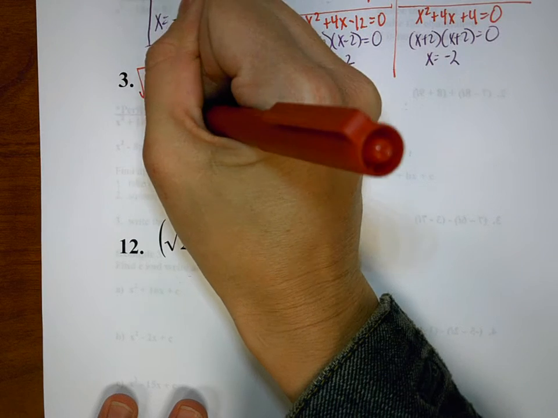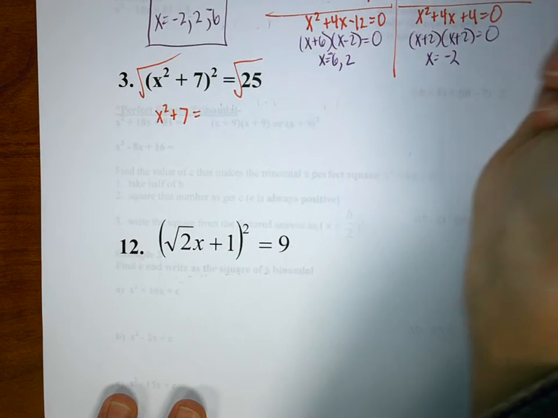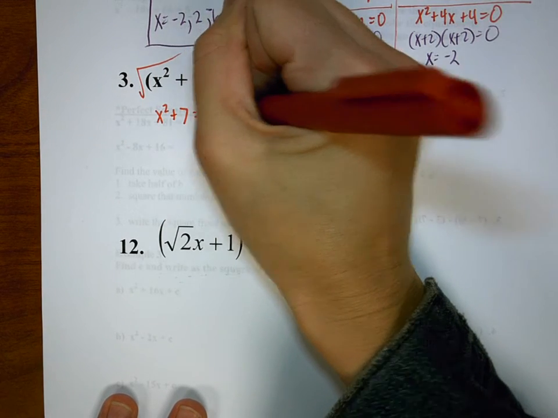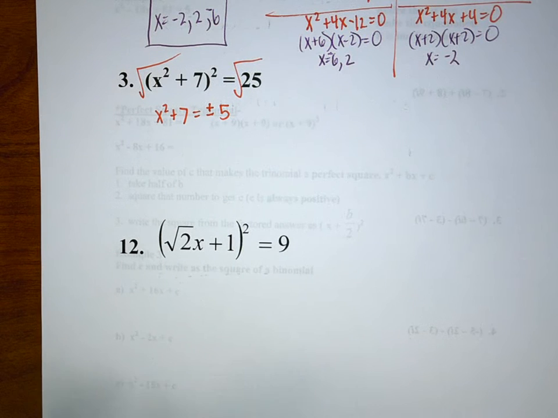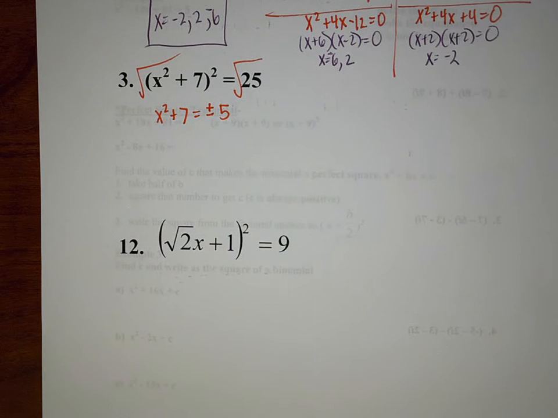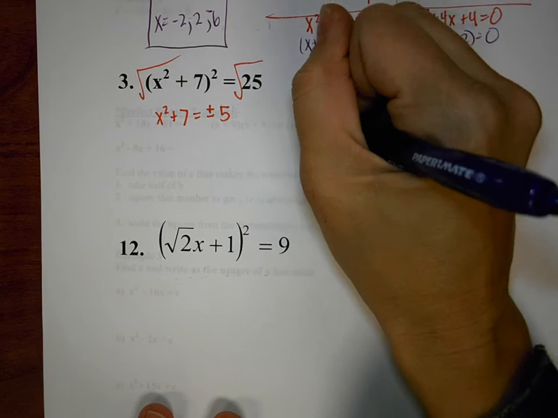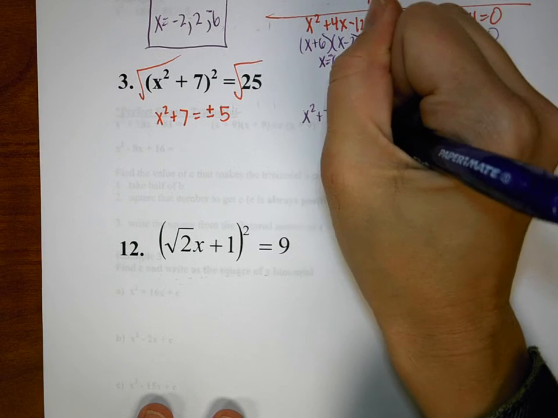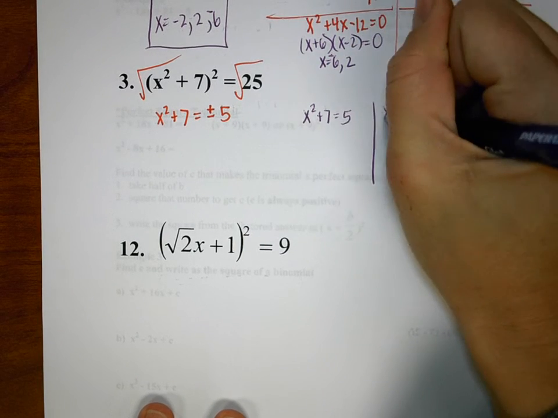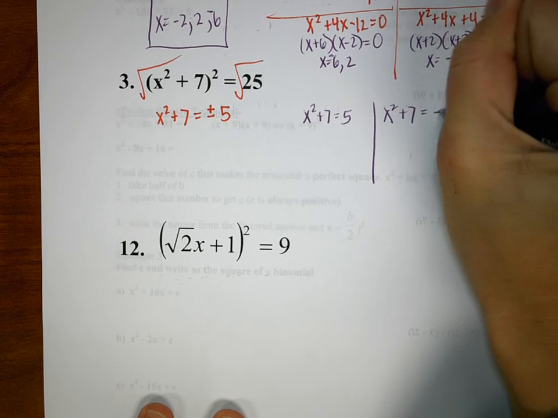Anytime I take the square root, my answer is going to be what? Plus or minus 5 is correct. At this point, what will I do? 2 equations. X squared plus 7 equals 5. And x squared plus 7 equals negative 5.